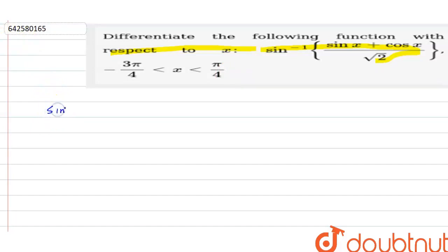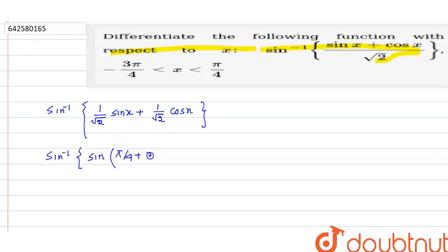Let's say this is sin inverse. Let's write it as 1 upon root 2 into sin x plus 1 upon root 2 into cos x. Now, if we write it as sin inverse, this is sin of π/4 plus x. So we know that sin(a plus b) is what?